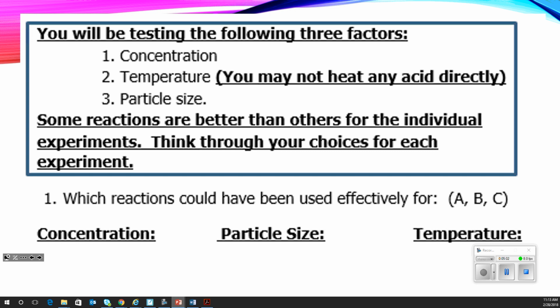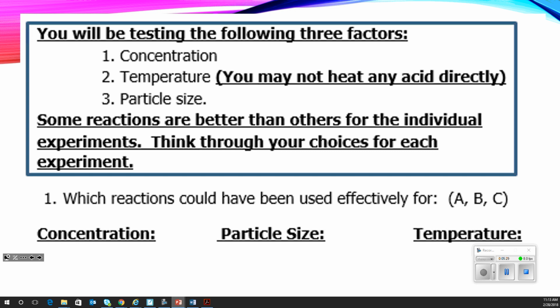Okay, so look at the bottom right-hand corner of your paper. You see it? You have concentration, particle size, and temperature. We're going to be going through the experiments A, B, and C. If you think it can go for concentration, particle size, and temperature, I would put A underneath all of them. If I just think it would go for these two, I put these two. Do you see how it works?